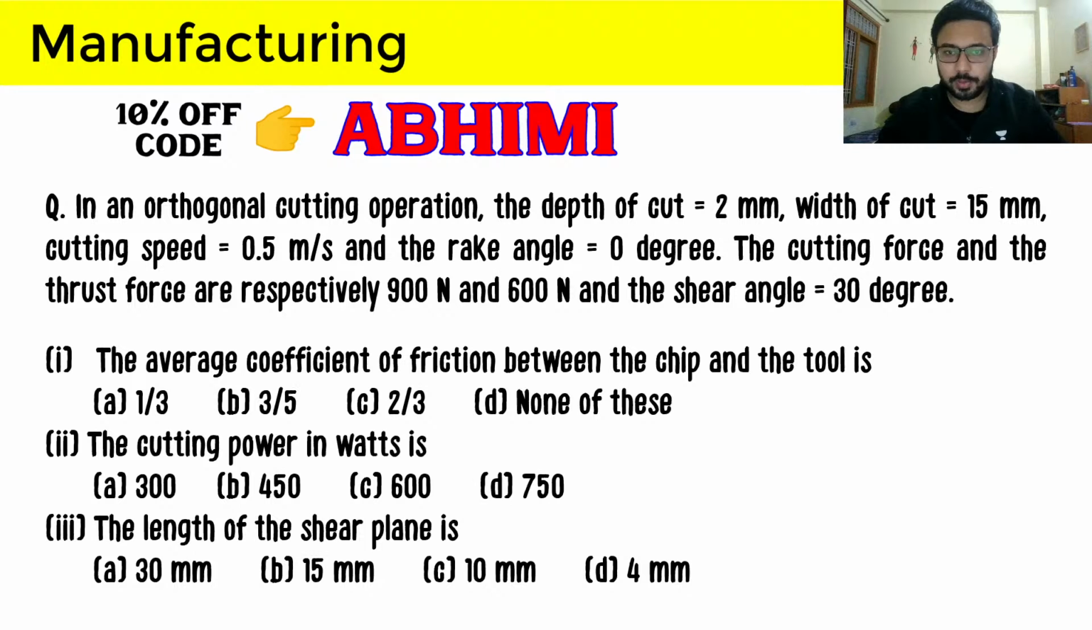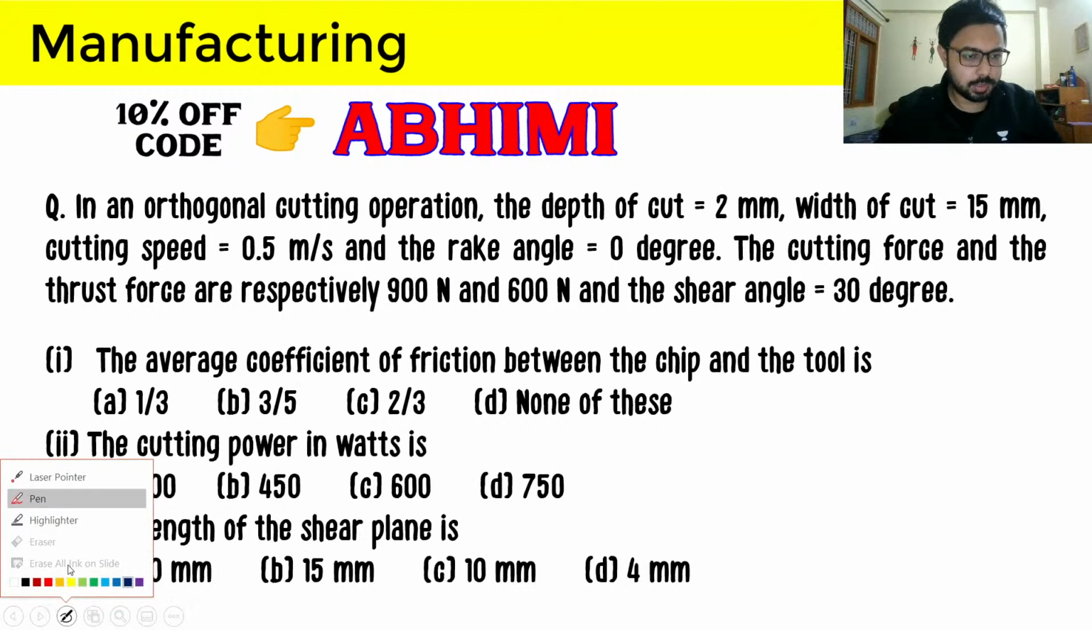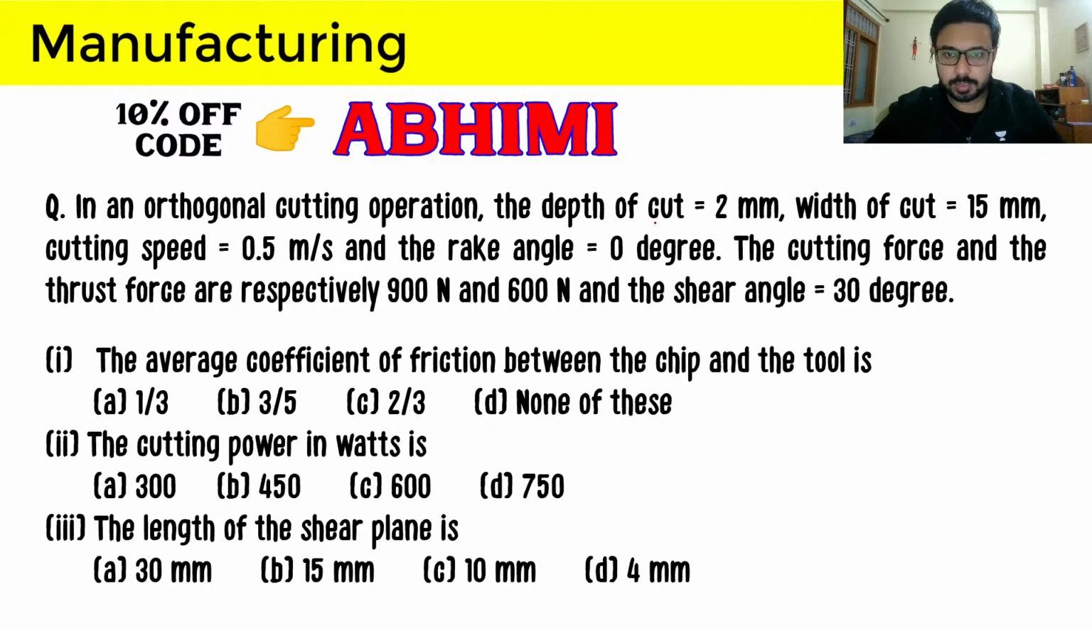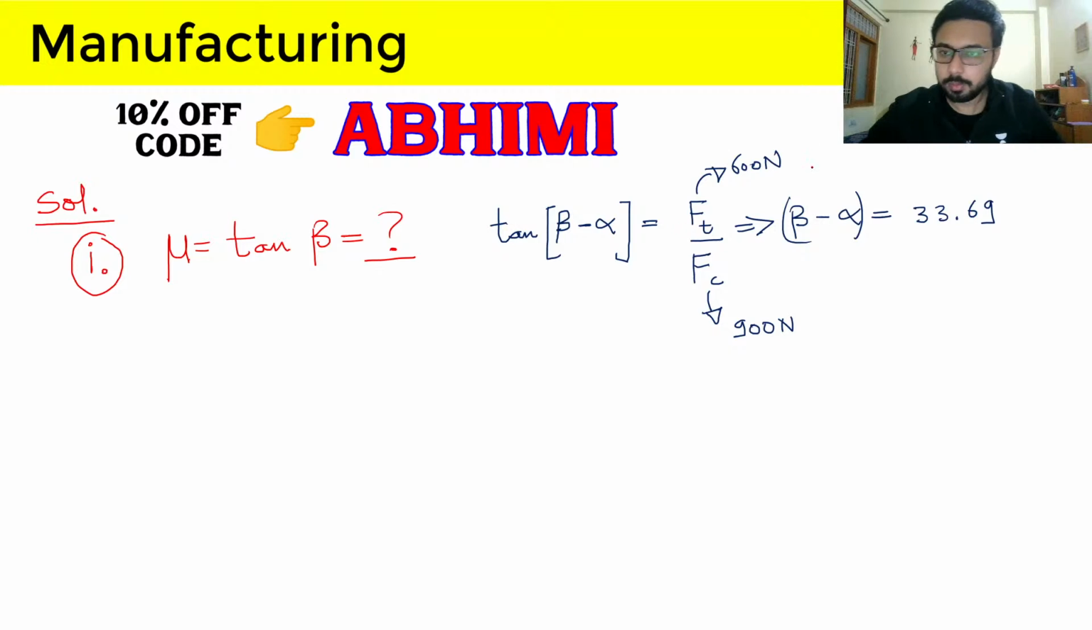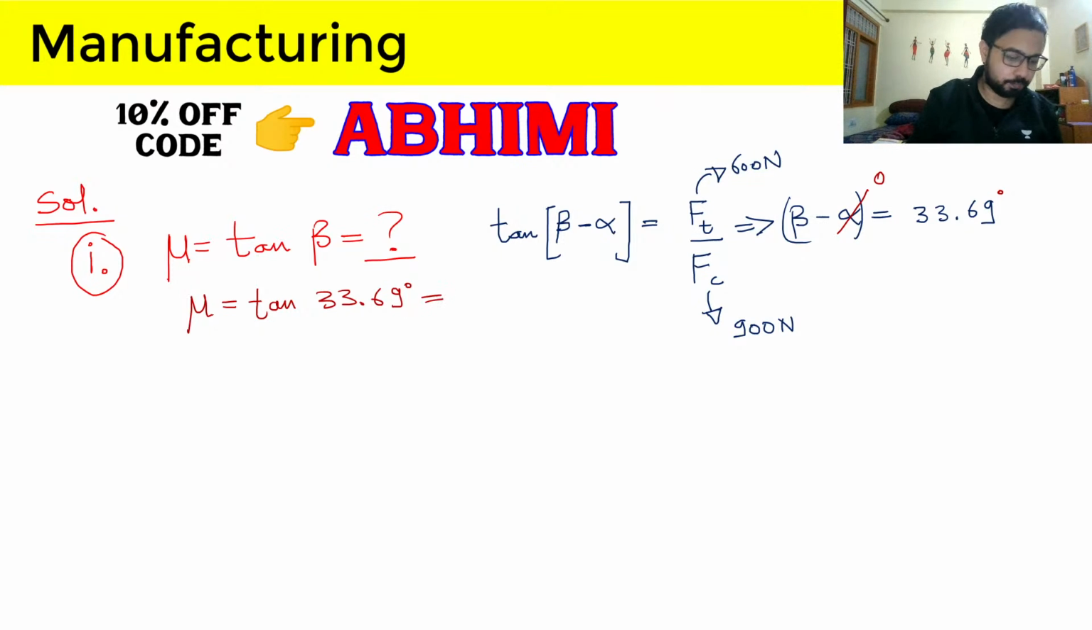So beta minus alpha is this much, and let's see if rake angle is given or not. So rake angle is given as 0 degrees. So we will use that and we will find beta is equal to 33.69 only. So mu will become tan of 33.69 degrees. So this will be equal to 0.66.